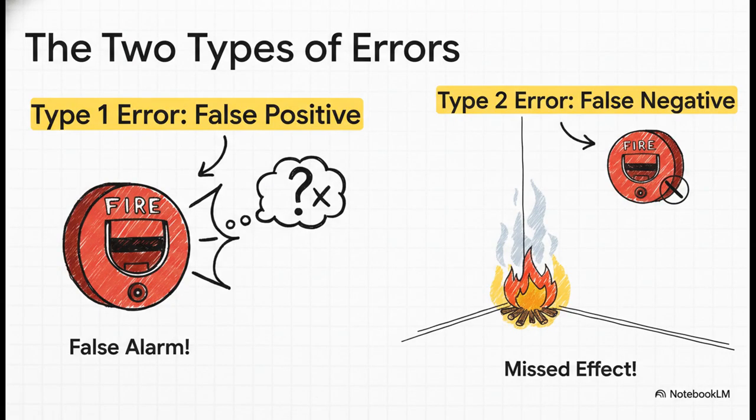A type 1 error is a false positive. It's a false alarm. It's when we get all excited and say we found an effect, when in reality it was just random noise. A type 2 error is the opposite. It's a false negative. It's a missed opportunity. A real effect was actually there, but our study just wasn't sensitive enough to pick it up.